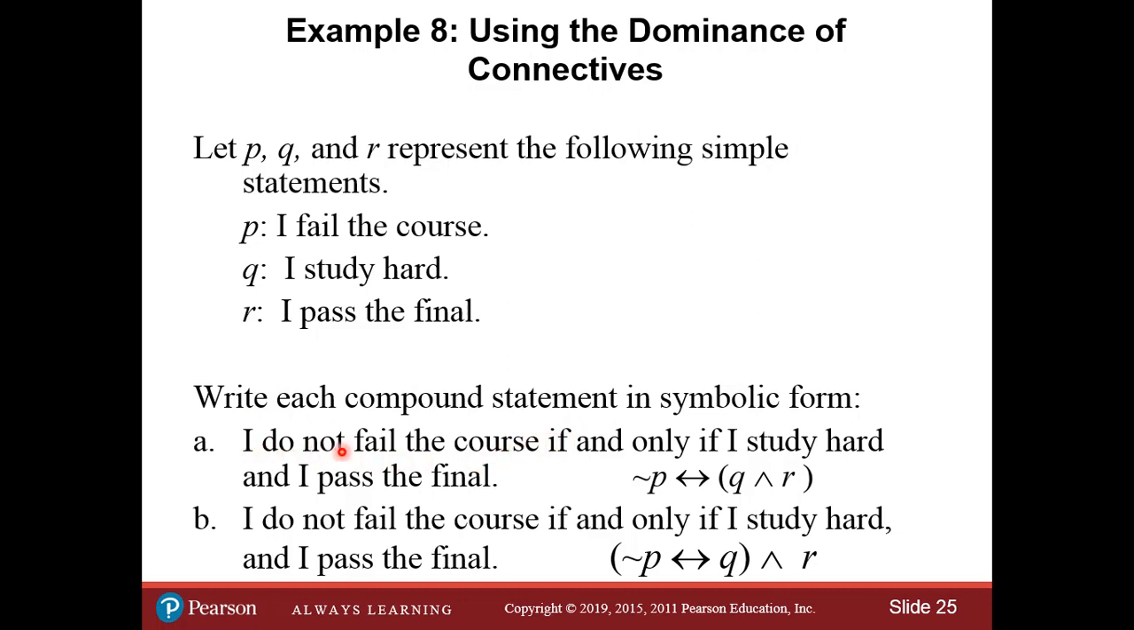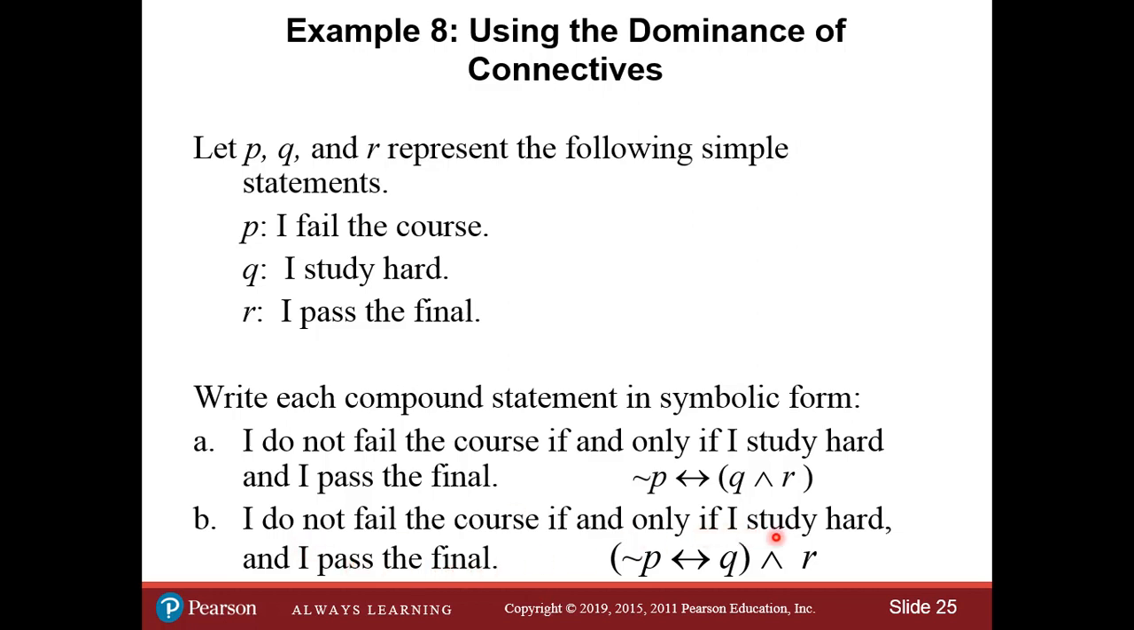So it says, I do not fail the course if and only if I study hard and I pass the final. So the if and only if part is the dominant. So it means that everything after is going to be connected. So if and only if I study hard and I pass the final, that's going to be in parentheses. And so this is going to be after the biconditional. Here it says I do not fail the course if and only if I study hard and I pass the final.